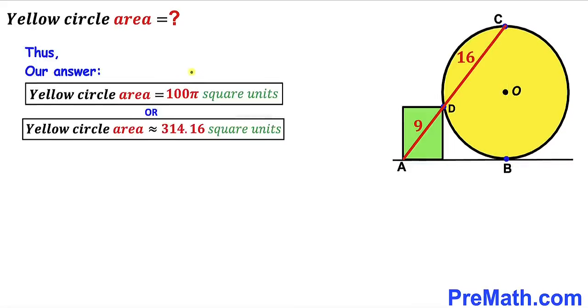So after all the calculations and manipulations, the area of this yellow circle turns out to be 100 times pi square units, and that is approximately equal to 314.16 square units as well. So the area of this yellow circle turns out to be 100 times pi square units, and that's our final answer.